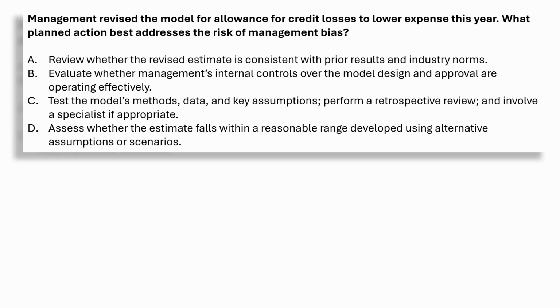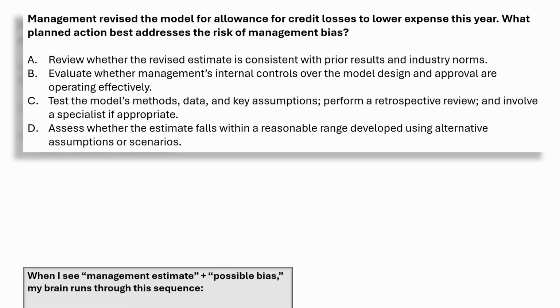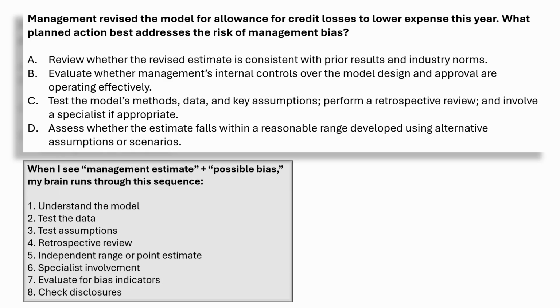Correct answer, option C. When I see management estimate plus possible bias, my brain runs through this sequence. Understand the model, method, and framework. Test the data, completeness, accuracy, relevance. Test assumptions, reasonableness, consistent with external data. Retrospective review, how good were management's past estimates.